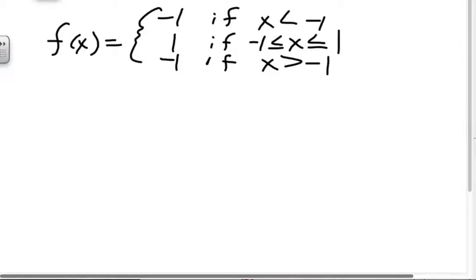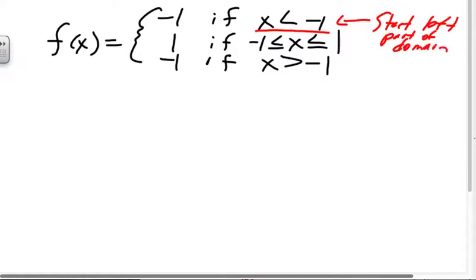Okay, so what I do here, when I take a look at this, I start at the top, which in this case also happens to be the left side of the graph. These are the numbers which are the smallest. So start on the left of your domain. And normally that's the way these things will be written piecewise, is I'll start with the left part of the domain. So the first thing I'm going to do then is put my graph up.